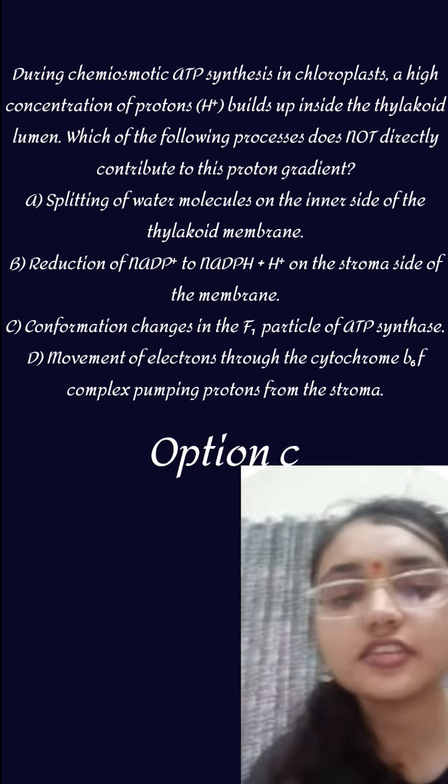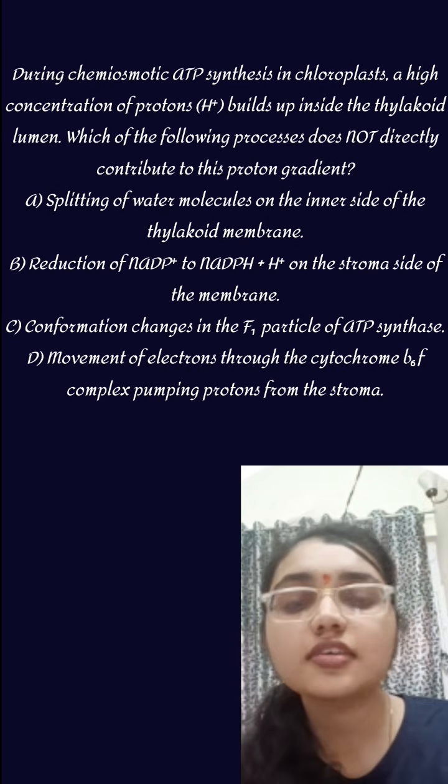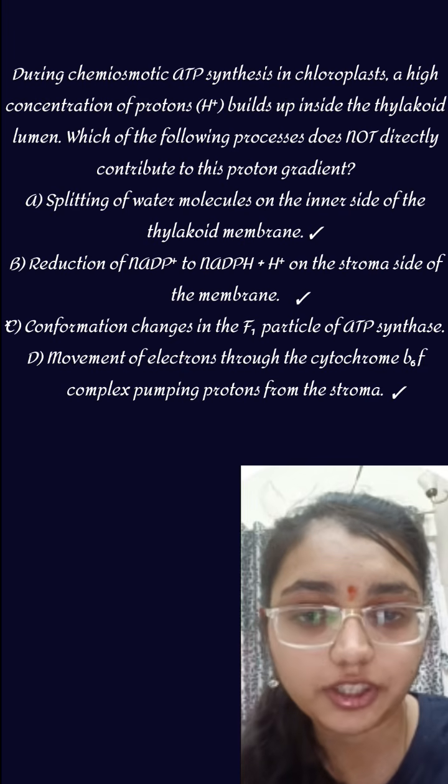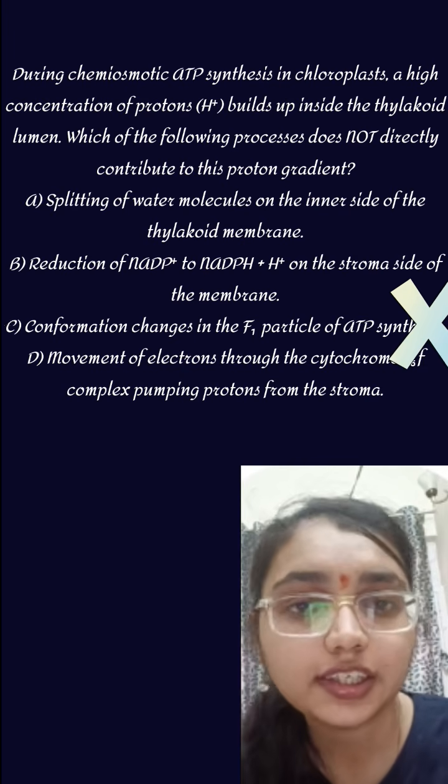Means this one is an incorrect option. Option A we will not mark as correct because it does contribute. The water splitting complex is located on the inner side of the thylakoid membrane. When the water splits, the protons are directly released in the lumen, increasing the gradient.